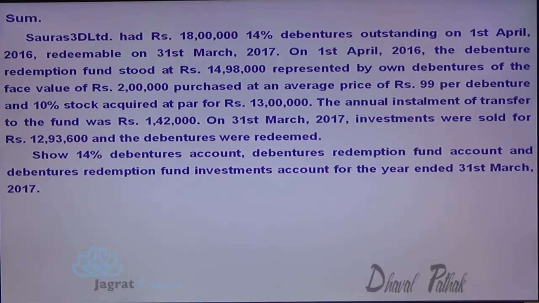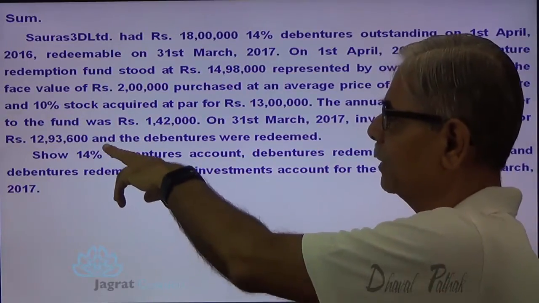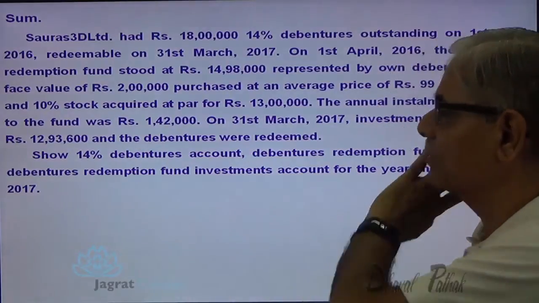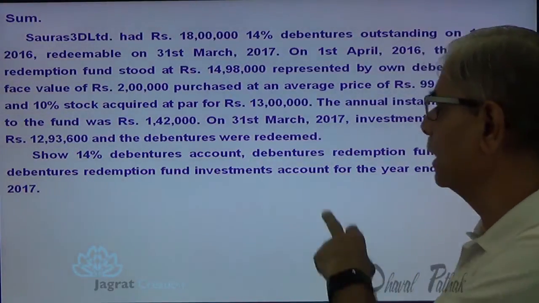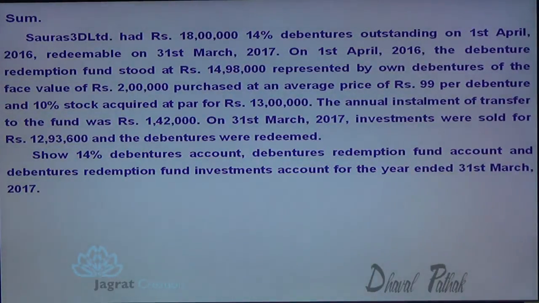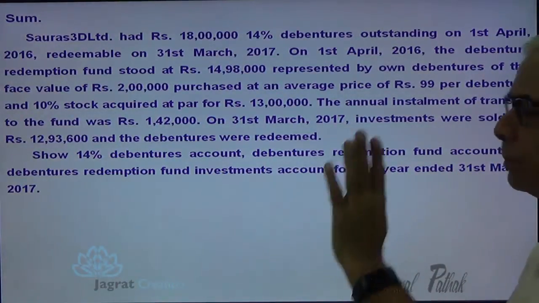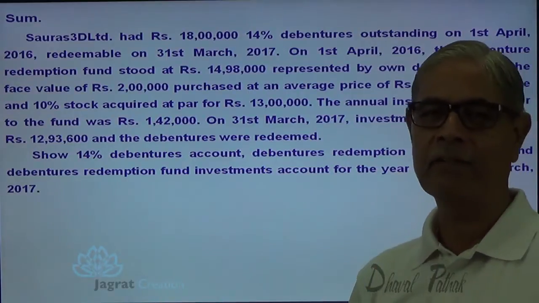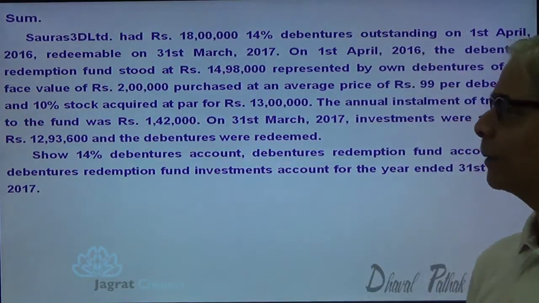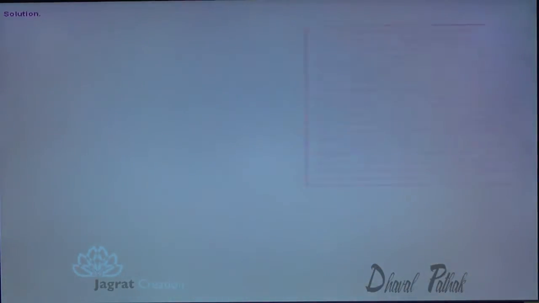On 31st October 2017, the investments were sold for rupees 12,93,600 and debentures were redeemed. Show 14% debentures account, debenture redemption fund account and debenture redemption fund investment account for the year ended on 31st October 2017. So we are required to prepare 3 accounts. Let me start with the sum. The sum is simple.